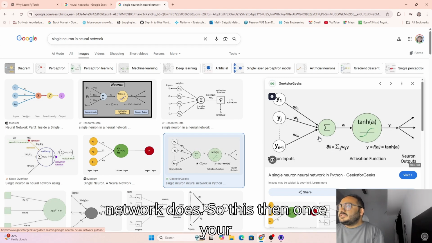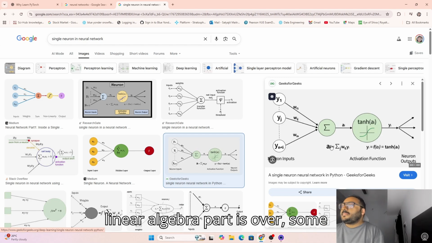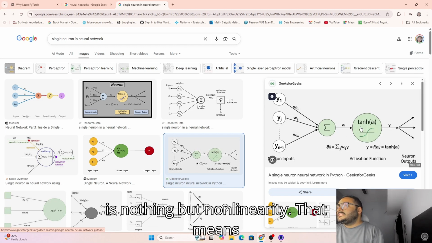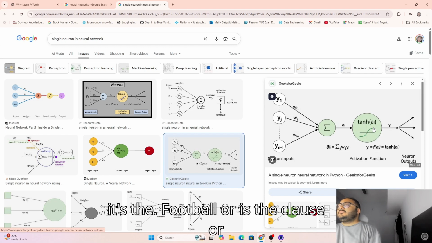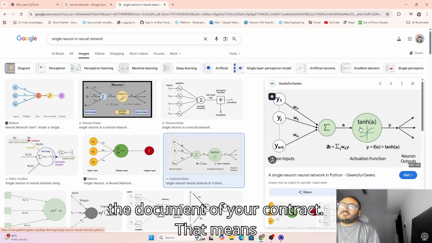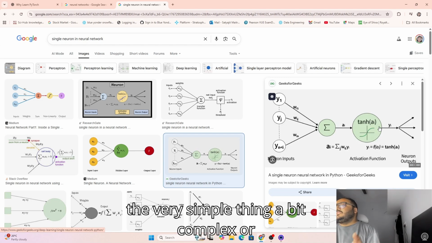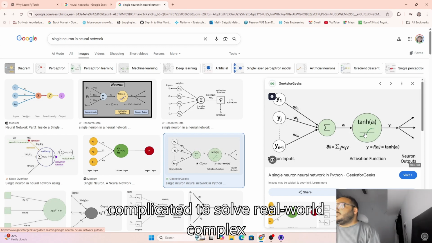So then, once your linear algebra part is over, some non-linearity comes in, and this tanh is nothing but non-linearity. That means it's the loophole, or the clause or the document of your contract. That means this part is making the linear thing, or the very simple thing, a bit more complex or complicated to solve real world complex problems.